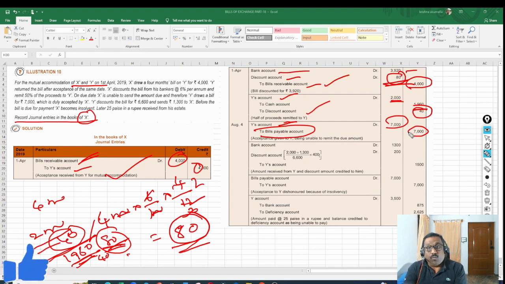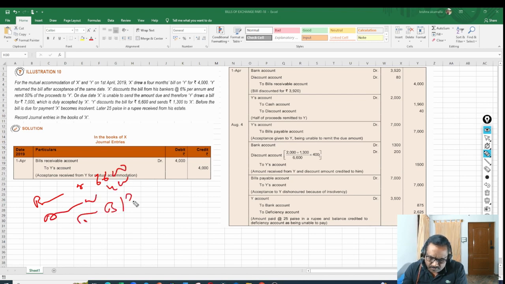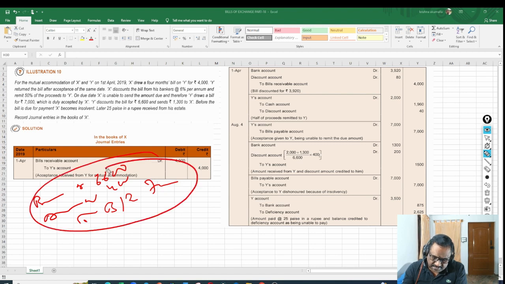Then Y discounted this bill for 400 rupees. So he would have written bank account debit 6,600, discount account debit 400, to bills receivable account 7,000. This entry would have been written by Y. We are not writing Y's books here.